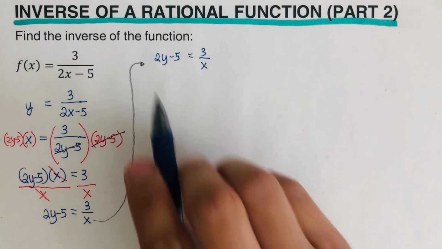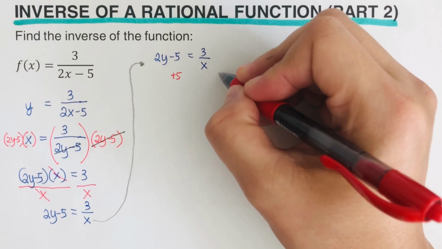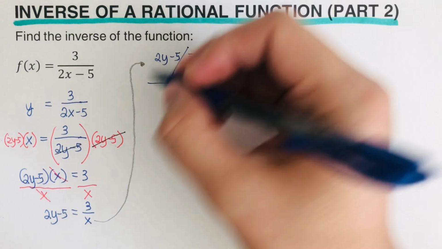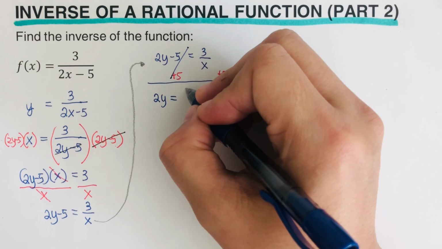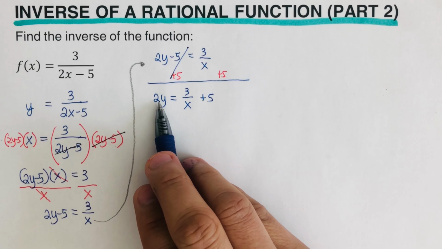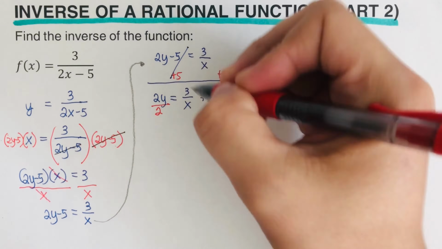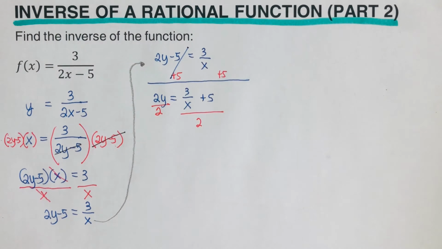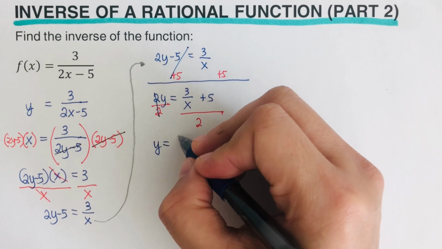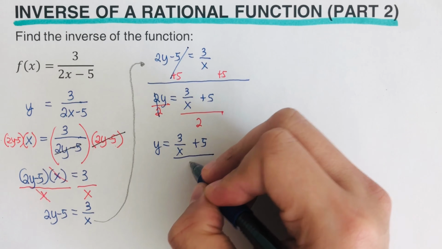Since we want y by itself, I can go ahead and add 5 to both sides. So plus 5 and plus 5. We are left with 2y is equal to 3 over x plus 5. We want y by itself. Since we have a 2 here, we can divide both sides by 2. So I will divide this by 2 and I will divide this by 2, so we can cross this out. We are left with y is equal to 3 over x plus 5 over 2.